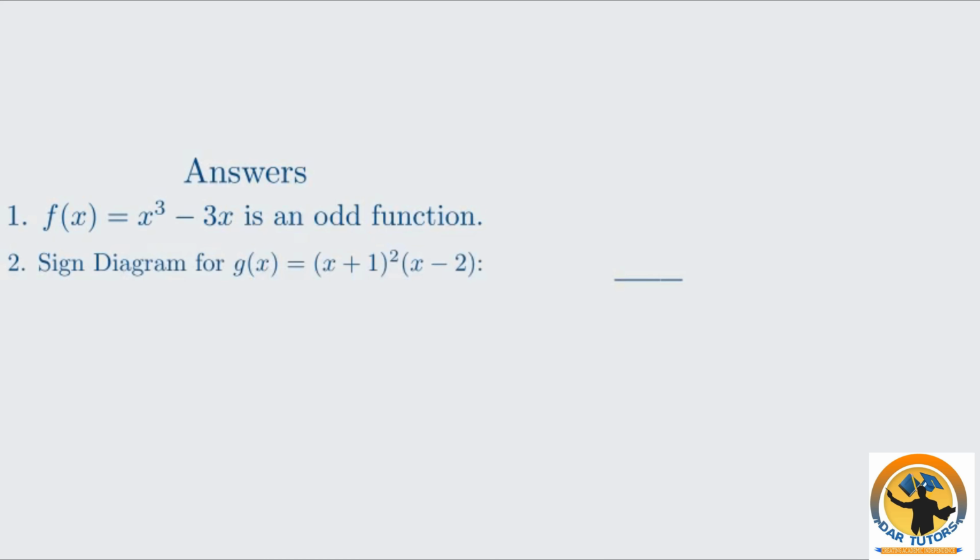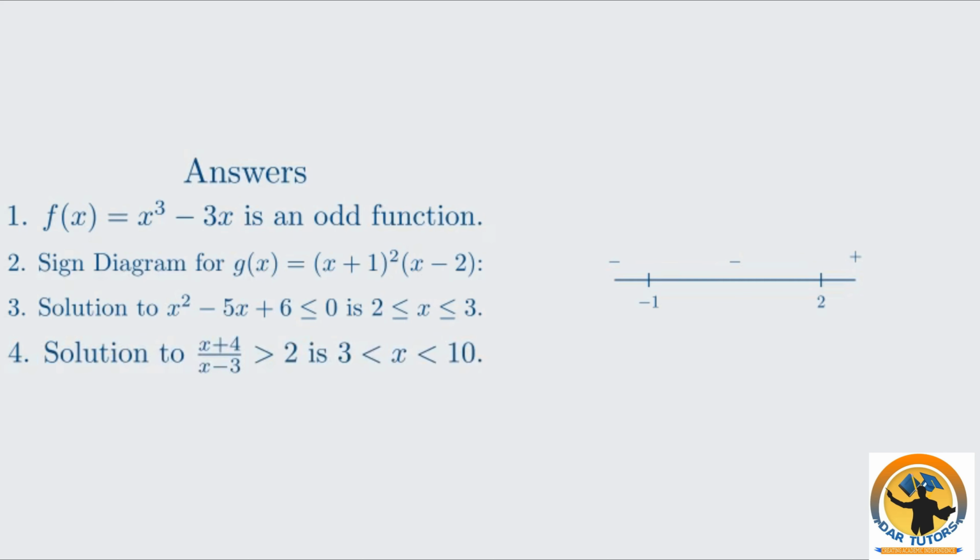For question 2, the sign diagram has a 0 at x equals negative 1 with an even power, and a 0 at x equals 2 with an odd power. The diagram is minus, minus, plus. For question 3, factoring gives x minus 2 times x minus 3 is less than or equal to 0. The sign diagram is plus, minus, plus. We want the negative interval, so the solution is x is greater than or equal to 2 and less than or equal to 3.